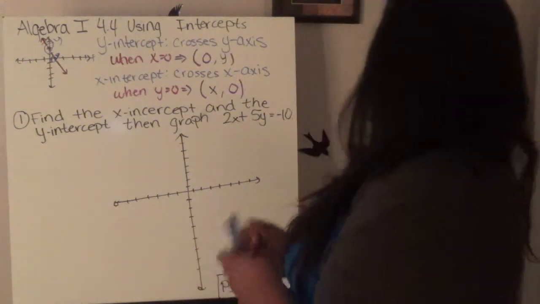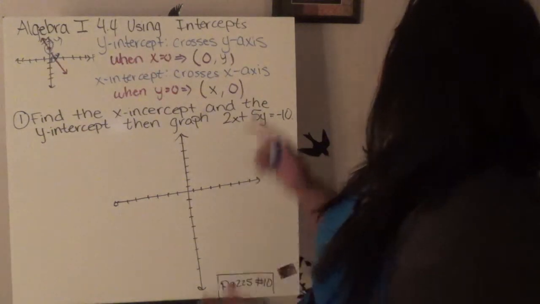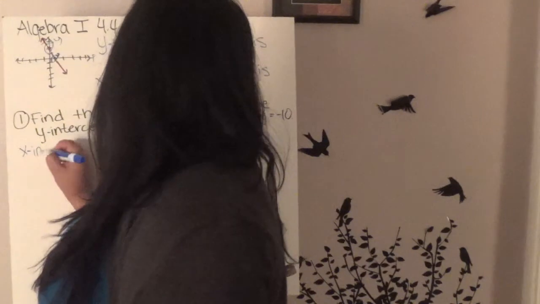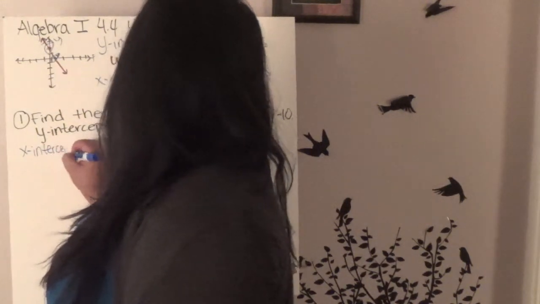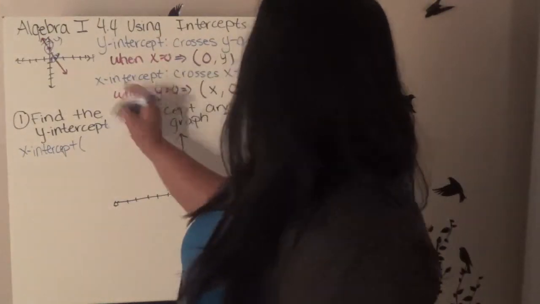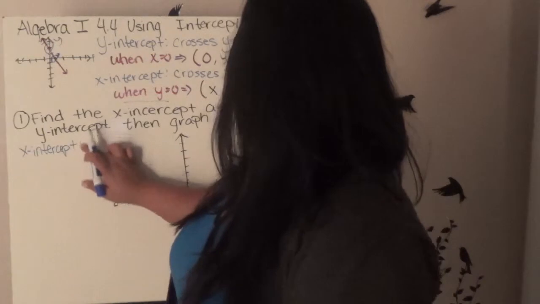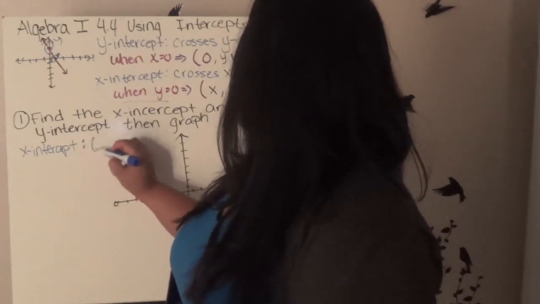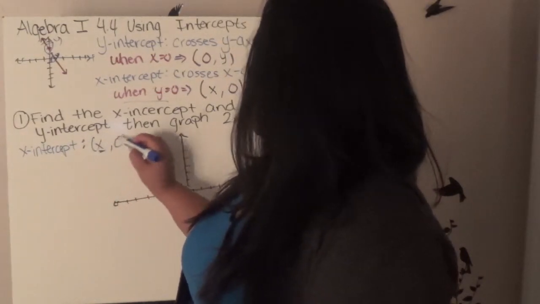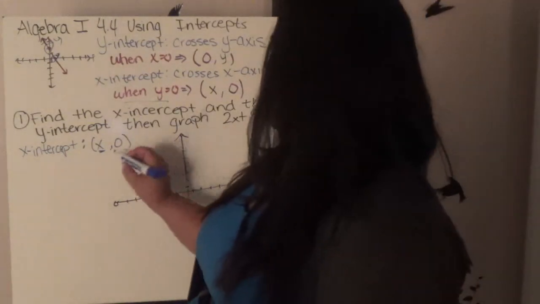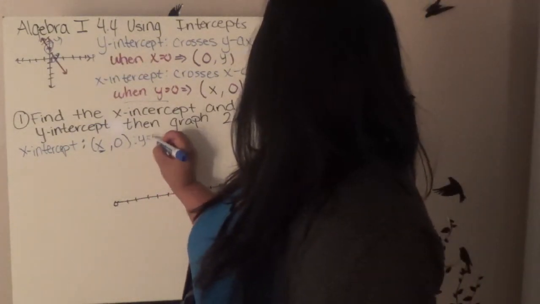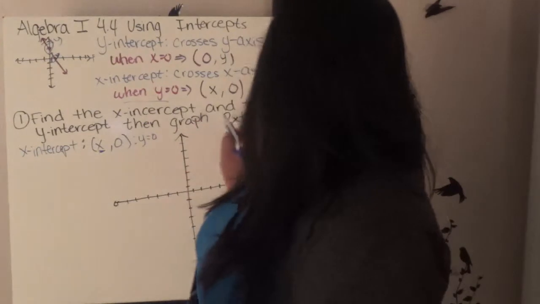Let's try it. So instead of graphing and making a chart, let's find the intercepts. Let's first find the x-intercept. Now again, the x-intercept is when y equals 0. So I have my number x. I'm trying to look for this number, okay? But y is 0. So y equals 0. All right? So let's plug it in.